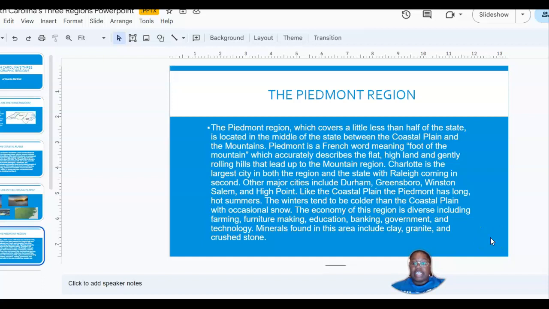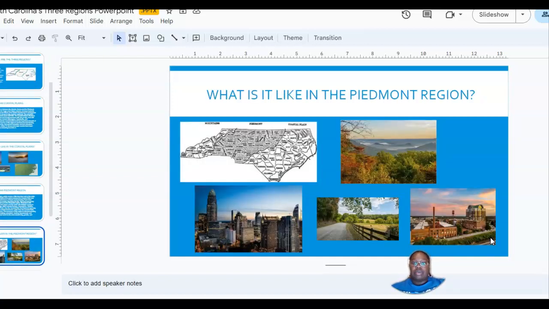Next. Oh, and it also talks about the minerals. All right. So next, just showing what it is. Again, we got a map separating it, showing what it looks like. So this one is different.